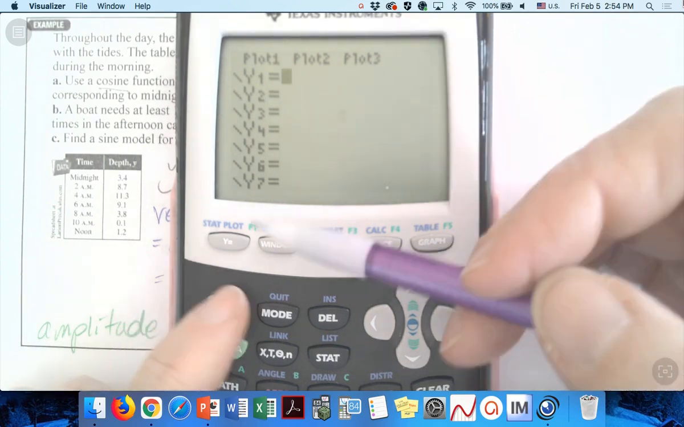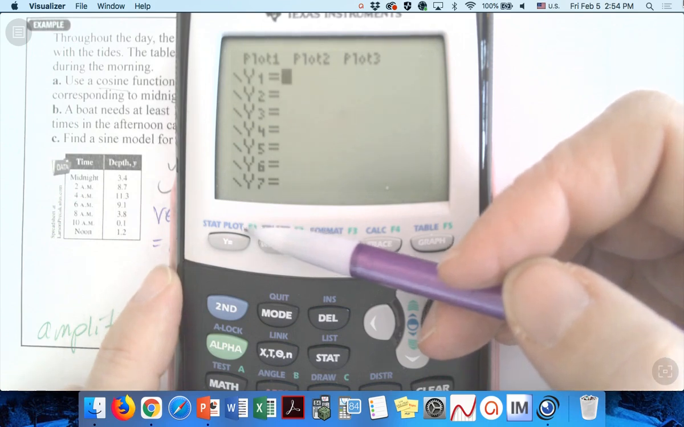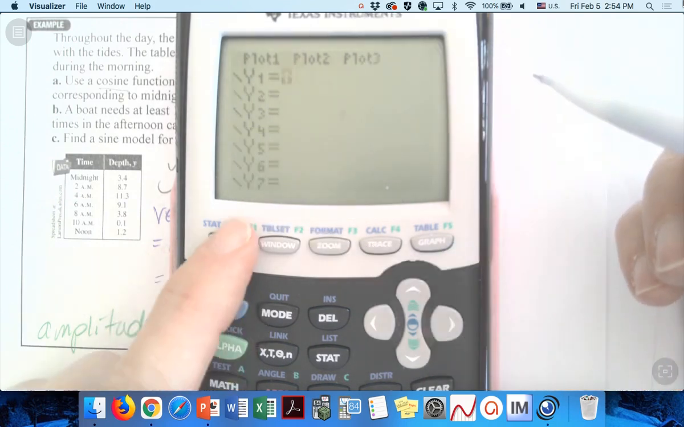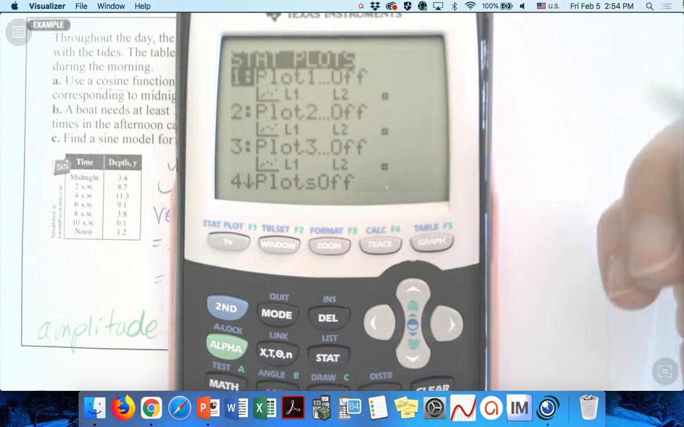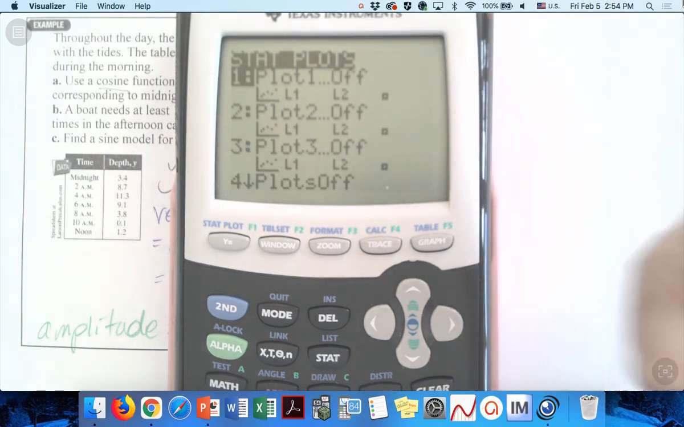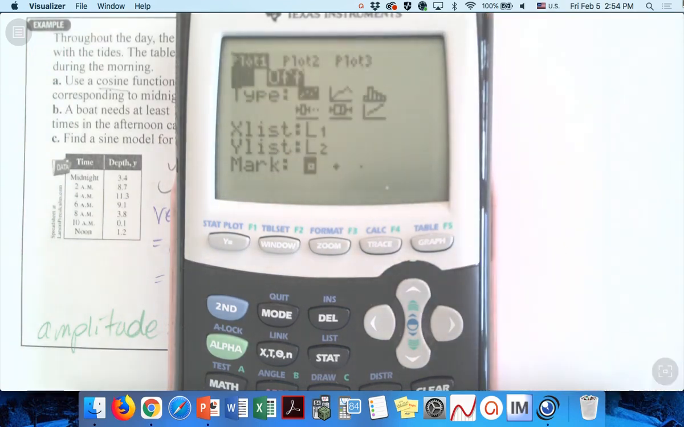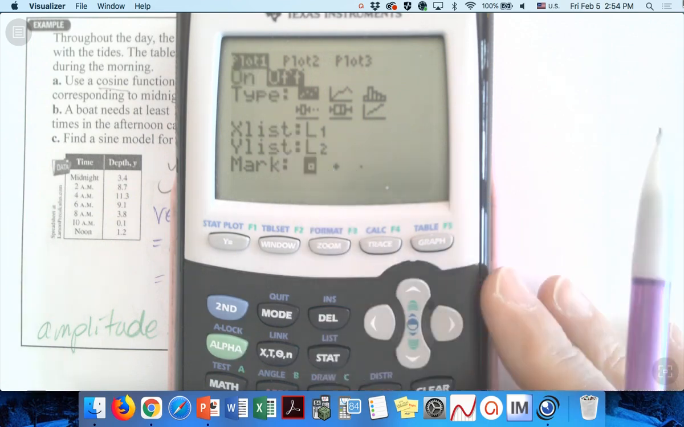Now we want to go into stat plots. See above y equals it says stat plot? So second y equals. You have 3 different plots that you can go at the same time. Just choose the first one, doesn't matter. Press enter to turn it on.